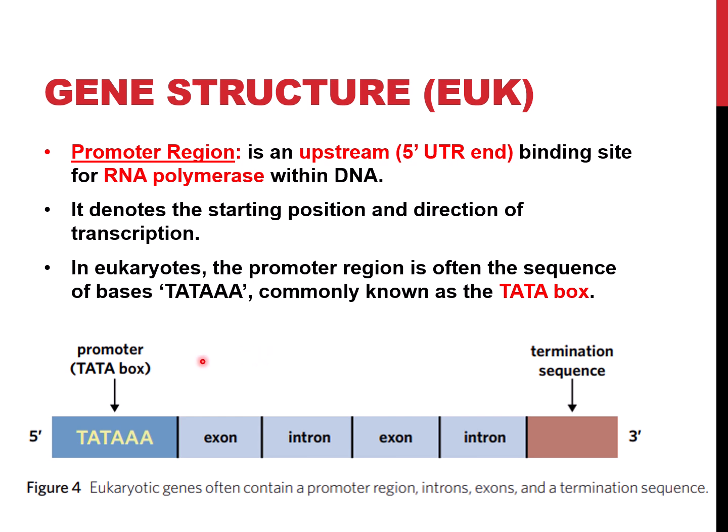Cool. We have the 5' end, which is going to be the start of the gene. We have the 3' end, which is going to be the end of the gene. Okay, and we have these exons and introns in between, and then the termination sequence, or the last part, which we'll look at as well. Okay, so promoter, exons and introns, and then lastly the termination sequence. And that's in order from start, or the 5' end, to the end, the 3' end.